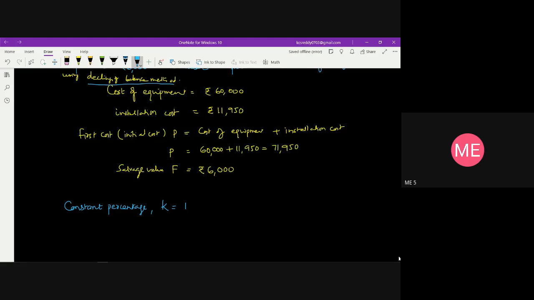K is equal to 1 minus the salvage value divided by the first cost, whole to the power of 1 by n. So by using this equation, we are going to find the K value, that is 1 minus 6,000 divided by the first cost which I have calculated, 71,950, whole to the power of 1 by 20. Simplify this K value and get the percentage, that is we are going to get 0.1168.